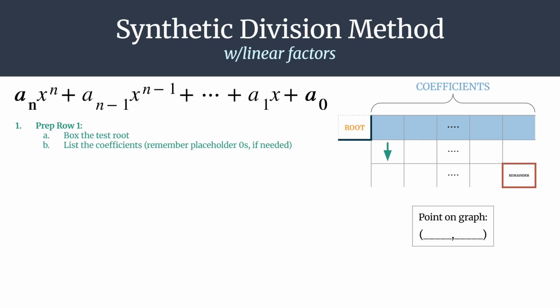So you put that in the box that says root. And then you'll list the coefficients of your polynomial in this first row, the blue boxes. If you for some reason skip a term, like say there's no x squared term, you need to remember to put a placeholder 0 there.